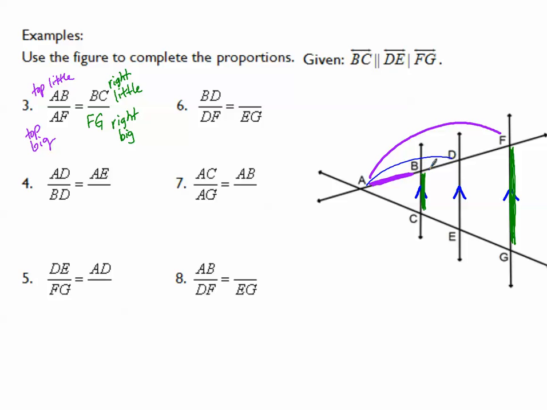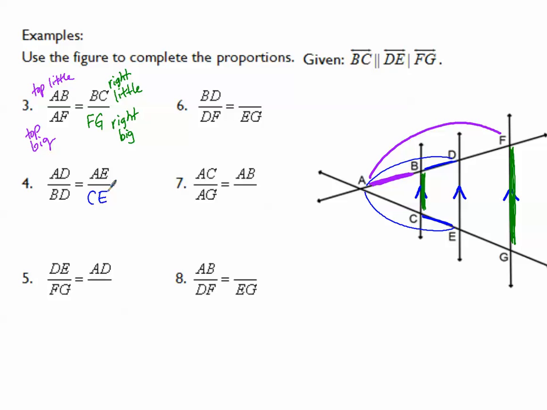AD, BD. Then AE, and then what? So we started on the top, larger piece to smaller piece, and then went to the bottom, larger piece, followed with smaller piece. We go big to small, we stay in the corresponding order, big to small. So CE fills in that blank.